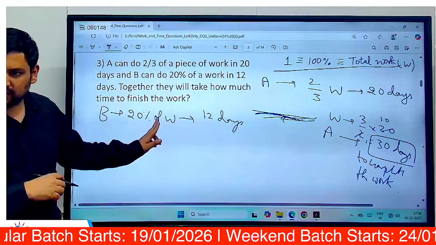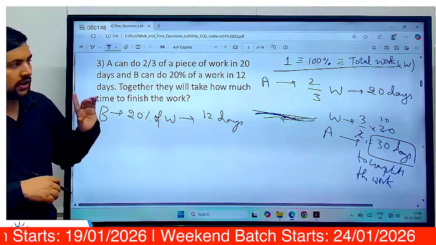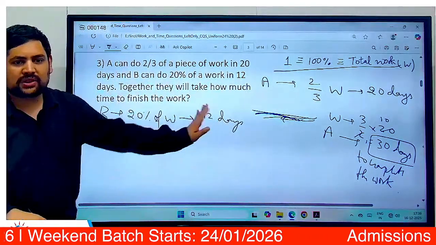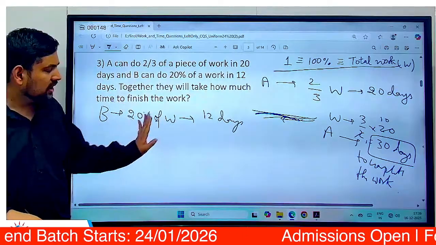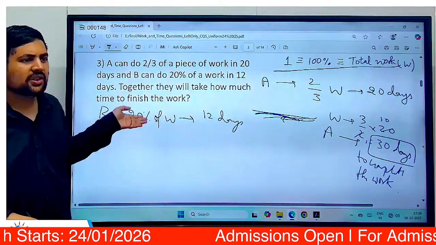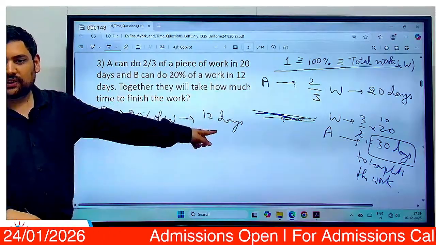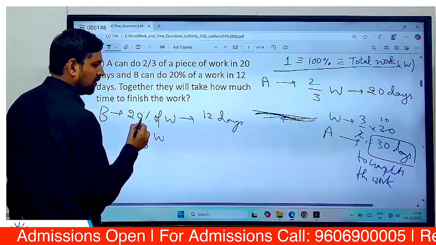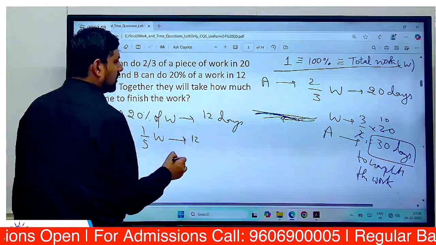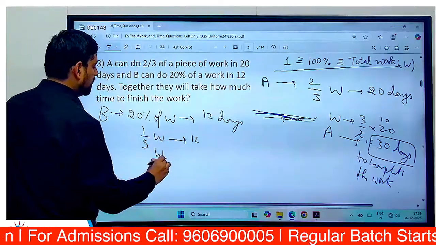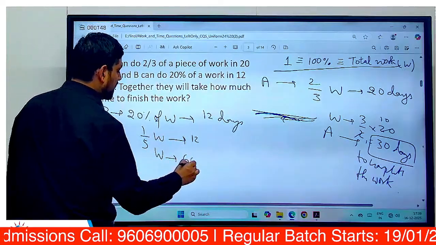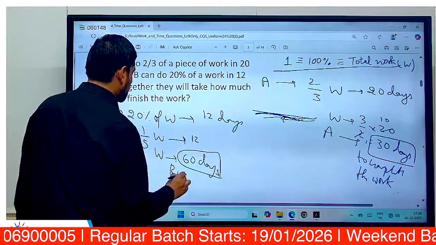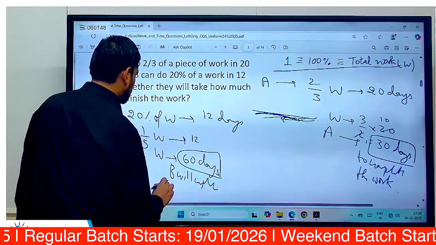I can send 5 there. So I will get W. 20%, let's do it like this. So 1 by 5 W, 20%, is being done in 12 days. I will send 5 there. So the work will be done in 5 into 12, that is 60 days. So in 60 days, B will complete the work.